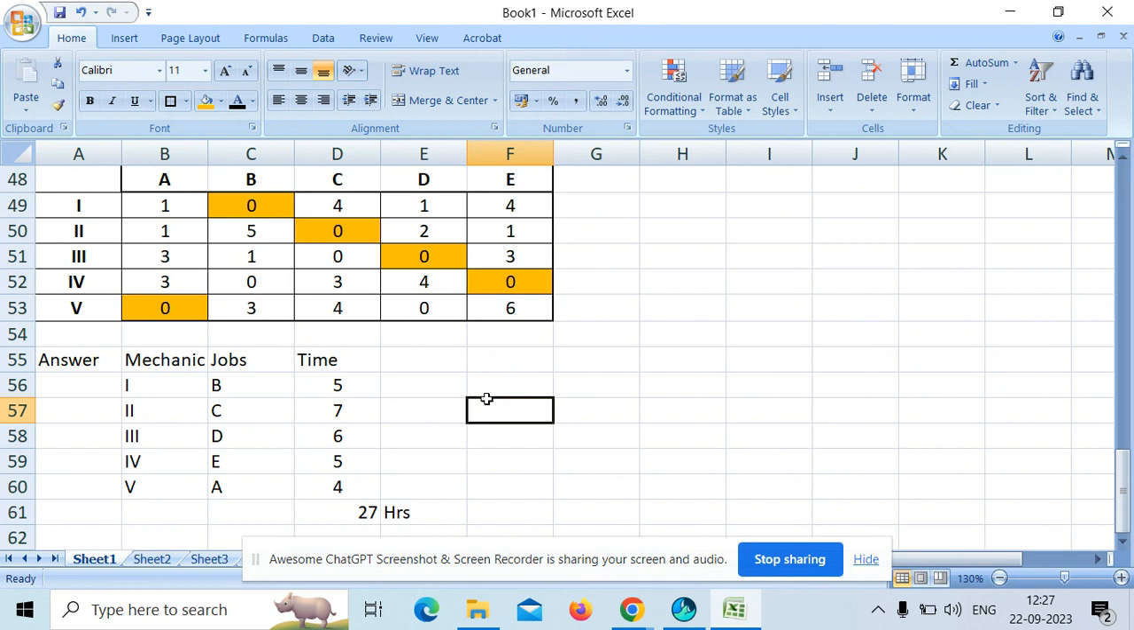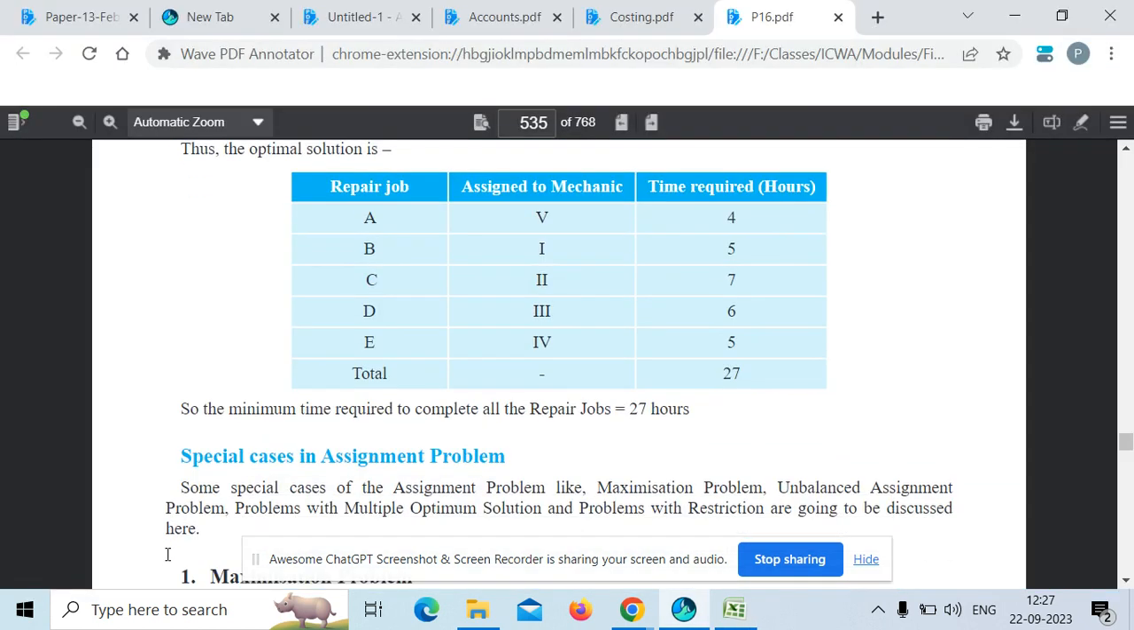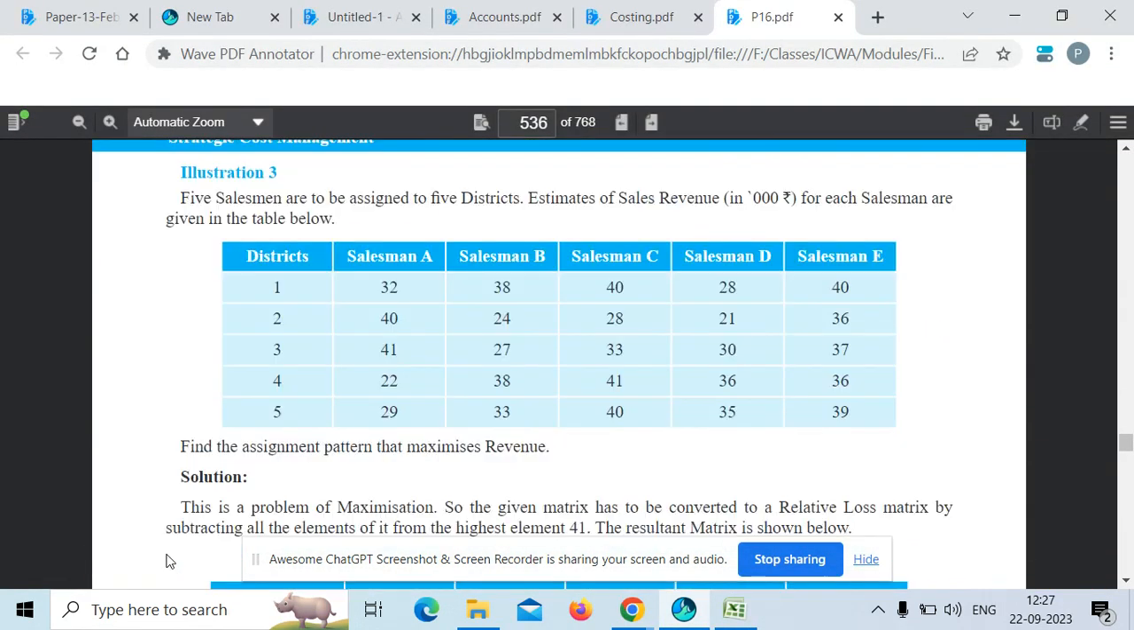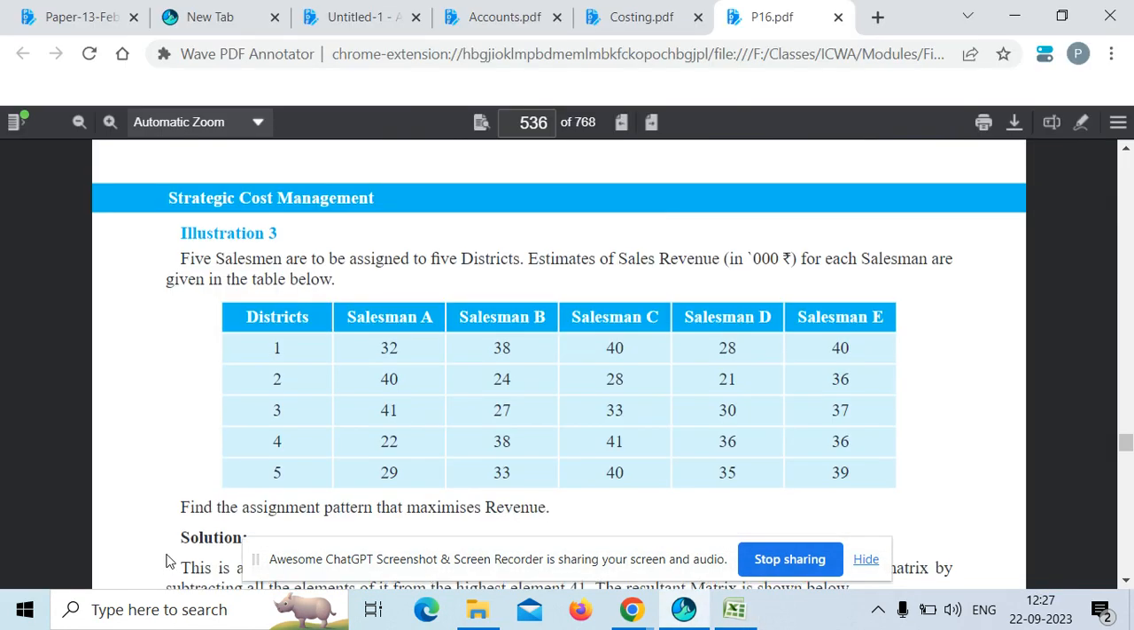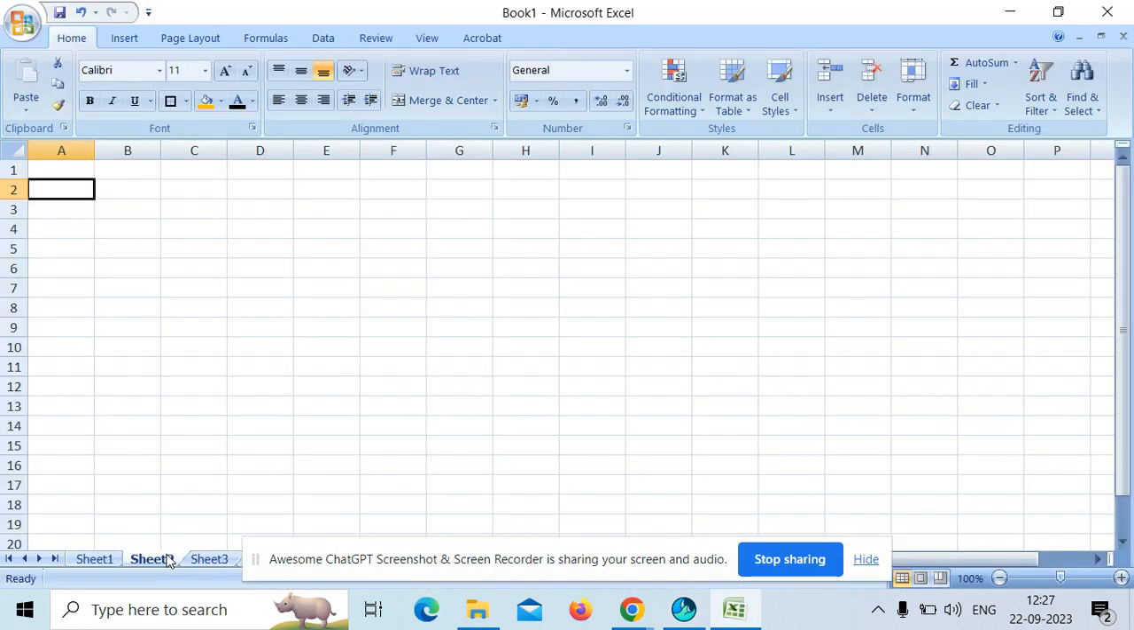Okay, now let us go for sum number 3. Sum number 2 done, let us go for sum number 3. Illustration number 3, I'll help you with page number 520. Illustration number 3, page number 520.